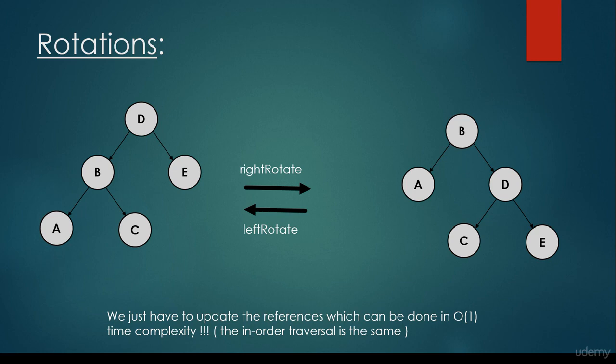So that's why it is very handy to use rotations, because we just have to update the references. So basically, it is quite fast. And on the other hand, it's not going to change any property of the tree, for example, the minimum item, the maximum item, and the in-order traversal. We just have to update the references and we don't have to bother about anything else.